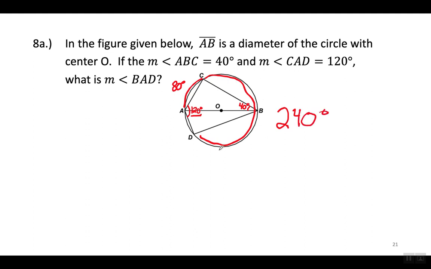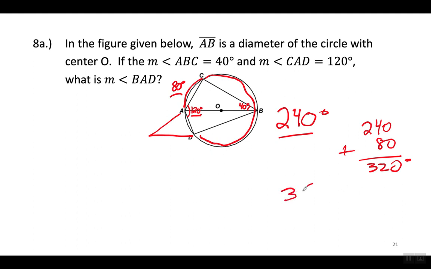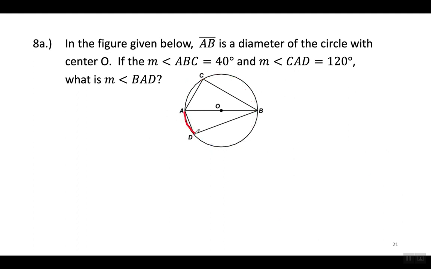Okay, now a circle is always 360 degrees. So if this arc is 80 and this arc is 240, 240 plus 80 is going to give me 320. All right, so that means that this remaining portion, this portion right here, has to be 360 minus 320, which will give me 40 degrees. So this arc is 40 degrees. Now let me erase everything except for the information that this arc is 40 degrees. All right, this arc right here is 40 degrees.